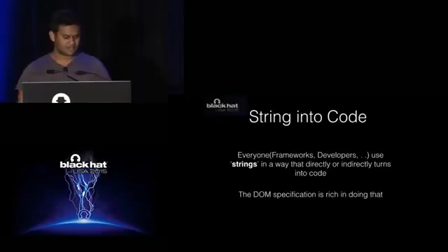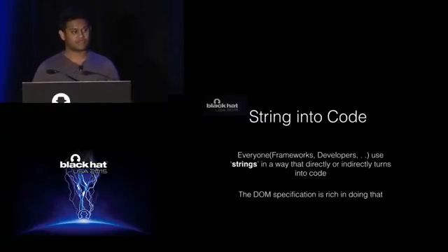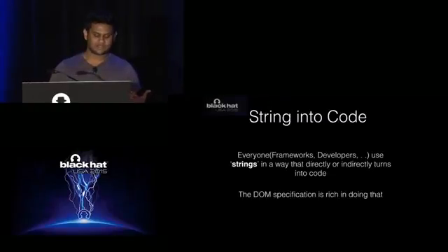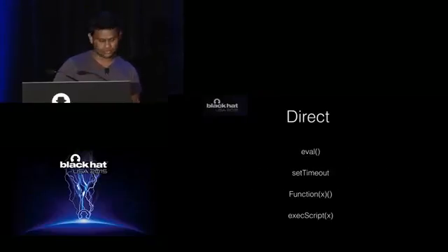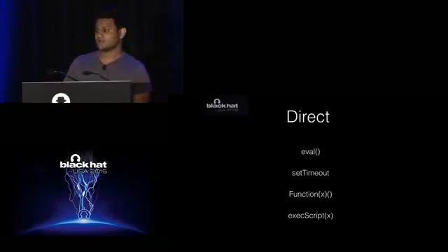So even frameworks, for instance, AngularJS, have some ways of executing code directly from a string, even though eval can be disabled using strict JavaScript parsing, things can still go wrong. That is specifically because the DOM specification, the DOM APIs, are pretty rich at doing these string to code conversions in a direct or indirect way. When I mean the direct ways, it's pretty obvious. We have been hearing JavaScript eval is evil for a long time.